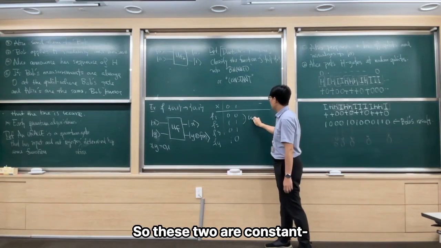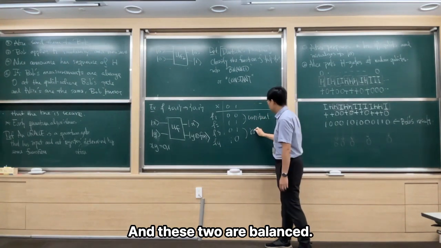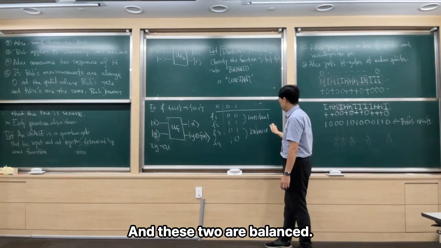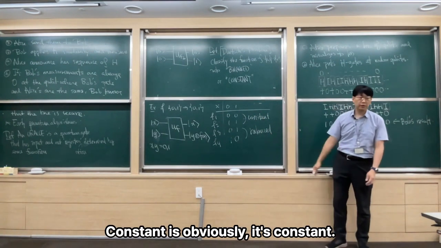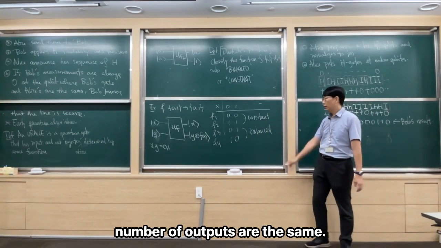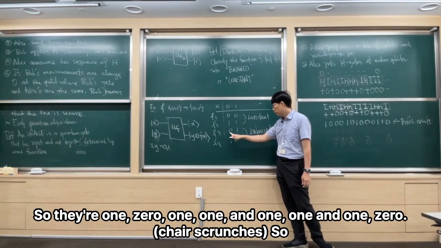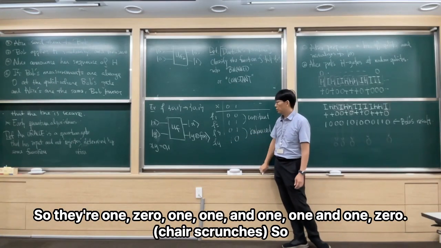So these two are constant, and these two are balanced. You see what it means? Constant obviously is constant. Balanced means that the number of outputs are the same. So the outputs are always just 1, 1, and 1, 1 here for constant, and 1, 0, and 0, 1 for balanced.